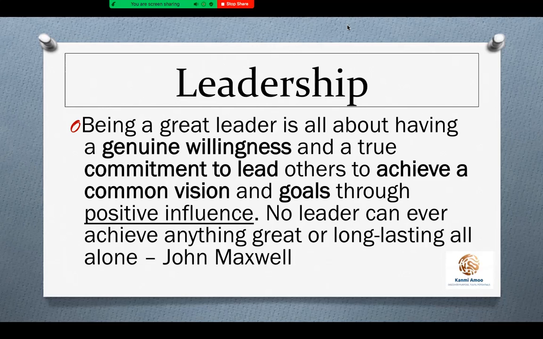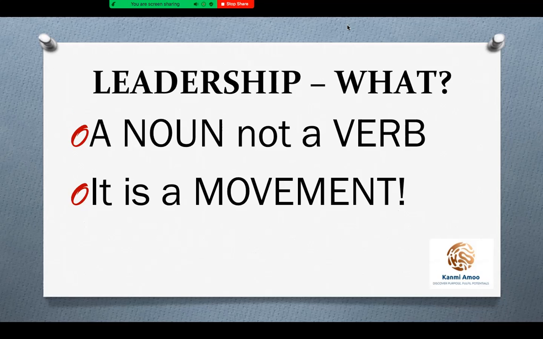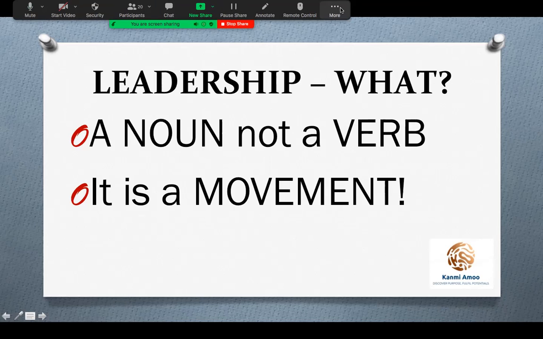And I will get to a point when I will explain what is the difference between influence, power, and authority. So what leaders do is influence. John Maxwell, even in another definition, says leadership is all about influence. It's all about influence. We will get to that point when I will explain what influence is all about.